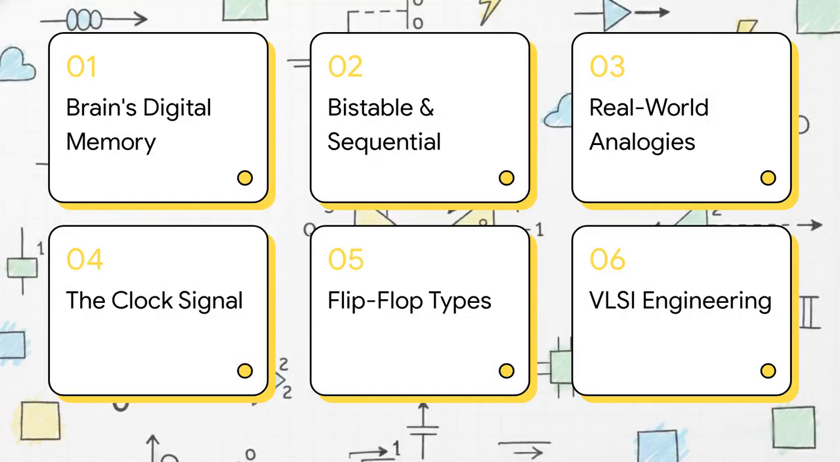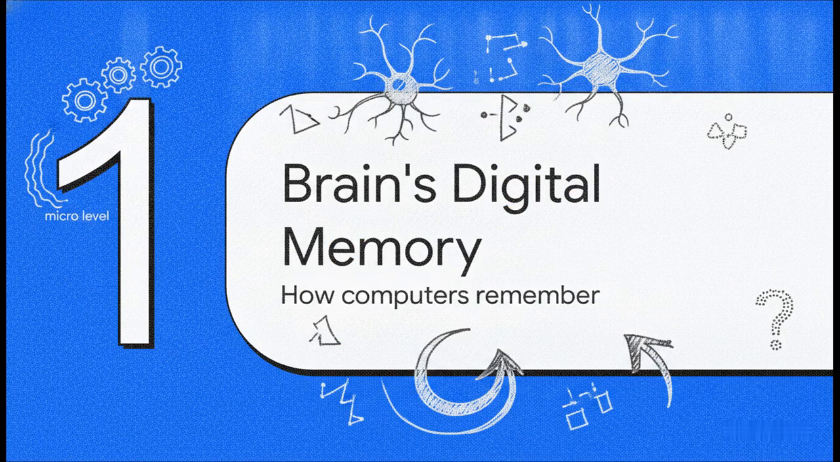So here's our roadmap for the deep dive. We'll be hitting 1. The brain's digital memory, 2. Bistable and sequential circuits, 3. Everyday real-world analogies, 4. The critical clock signal, 5. The 4 flip-flop types, and finally, 6. Why VLSI engineers care. Starting off with Section 1, the brain's digital memory.